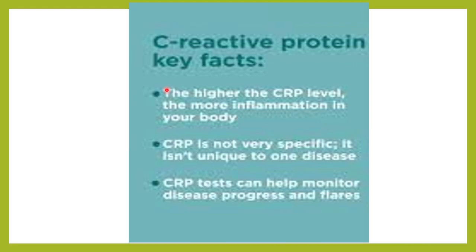What are the key points about CRP? CRP is an acute phase reactant. Whenever there is inflammation in the body, tissue damage in the body, this CRP rises. So if CRP is high, it suggests that there is an inflammatory process going on in the body. But where is it going on? CRP will not tell you. So it is a non-specific marker. It doesn't point out where exactly the inflammation is going on. It is not a very specific test. So it is not unique to one disease, that you should remember.